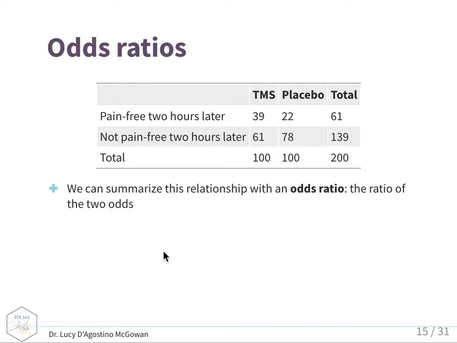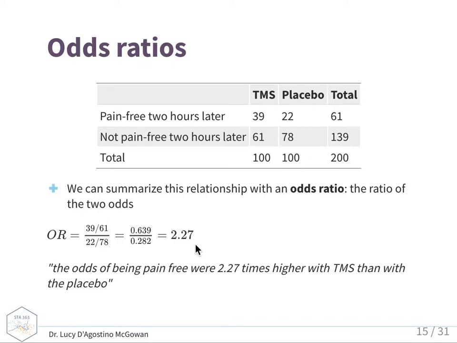And we can actually summarize this relationship with what's known as an odds ratio, or the ratio of the two odds. So we can look at that odds ratio of 39 over 61 divided by 22 over 78, or that 0.639 divided by 0.282. So the odds of success in the treatment group divided by the odds of success in the control group, and that's equal to 2.27. So that means that the odds of being pain-free were 2.27 times higher with TMS, so with the treatment, than with the placebo.